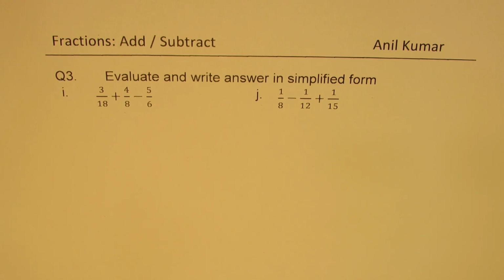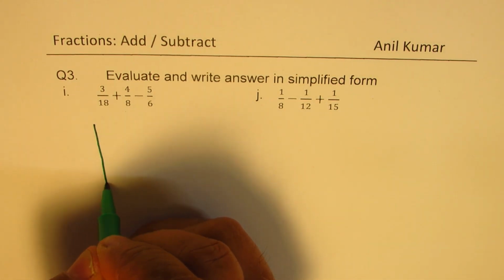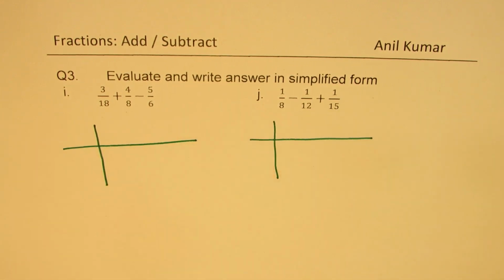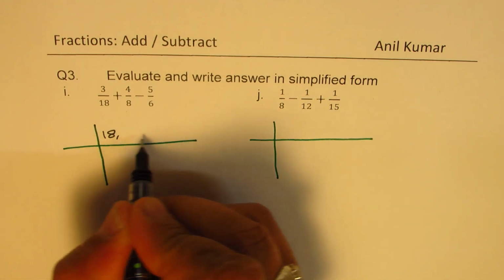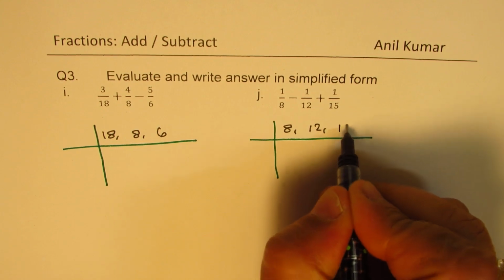This is very similar to what we just did, okay? So let's again repeat the steps. First step is to find the LCM for both. So the LCM is between the numbers 18, 8, and 6. Here the numbers are 8, 12, and 15.